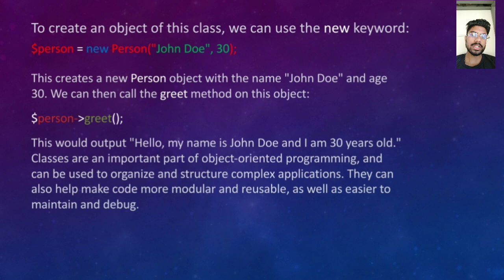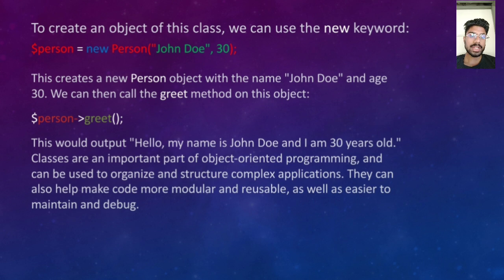To create an object of this class, we can use the new keyword. Here's an example: $person = new Person('John', 30). This creates a new Person object with the name John and age 30.